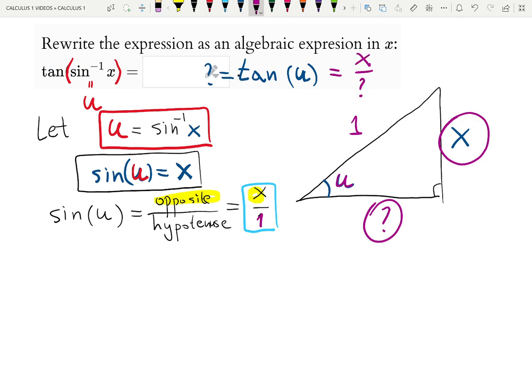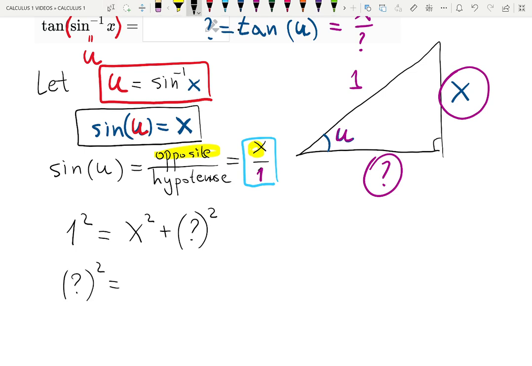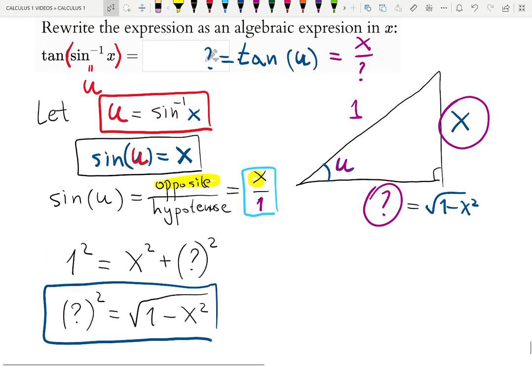To find the missing side, you quickly use the Pythagorean theorem, right? Which means 1 squared equals x squared plus question mark squared. That means that the question mark is the square root of 1 minus x squared. So I can finish this notation: the square root of 1 minus x squared. And this gives us the answer, right?